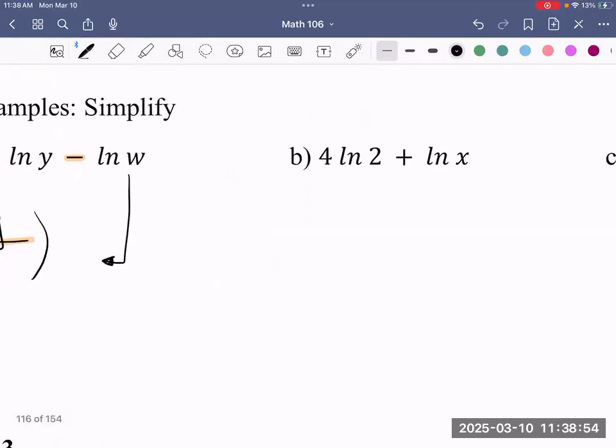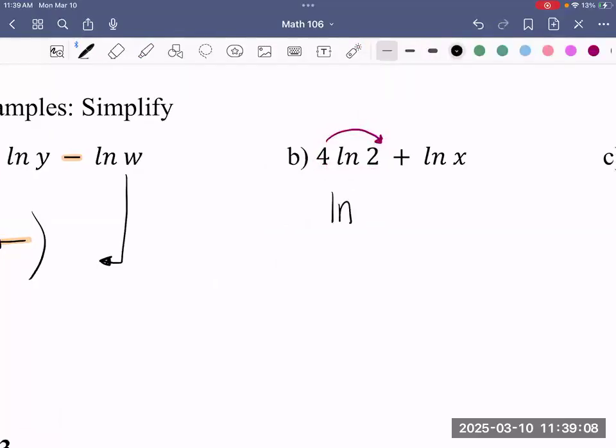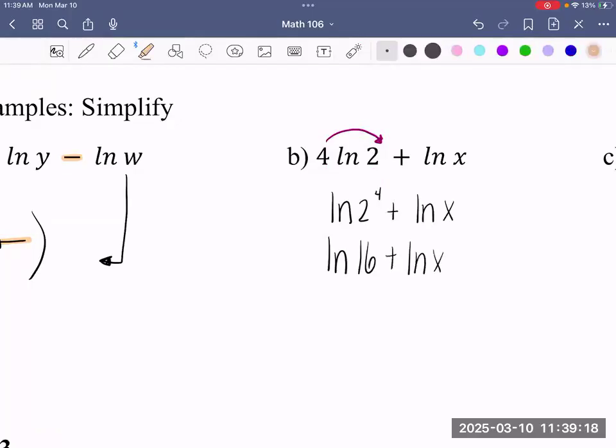Let's try it again over here. We have a 4 up front, so let's put it up onto your ln of 2. And notice that it doesn't have a big parentheses, it's just going to this ln of 2. So we have ln of 2 to the 4th plus ln of x. 2 to the 4th is 16, so you might want to simplify that. We have addition, which is going to turn to multiplication between 16 and x. And we're just looking for one ln here. So we have ln, and I'm going to write it one more time a little bit nicer, of 16x.